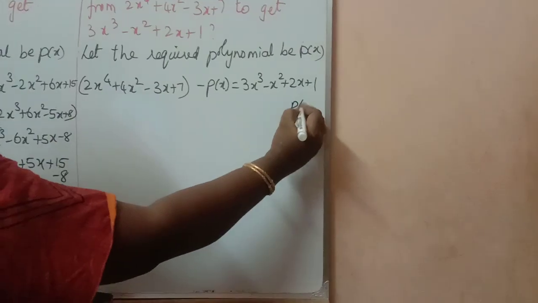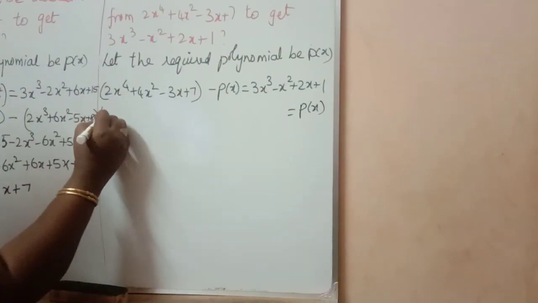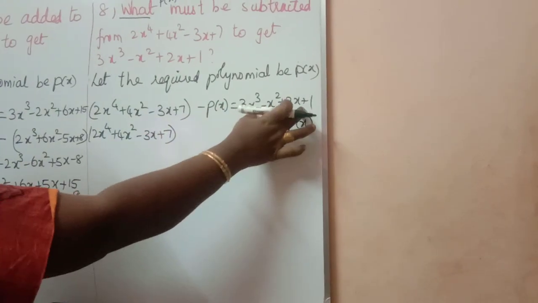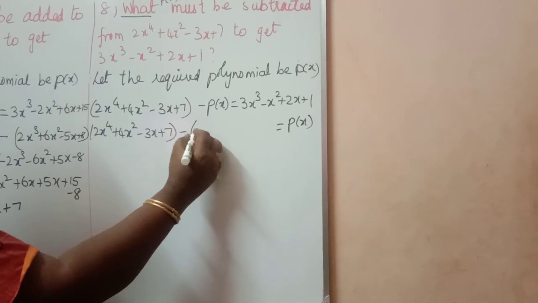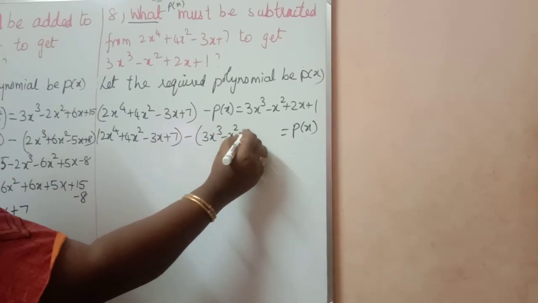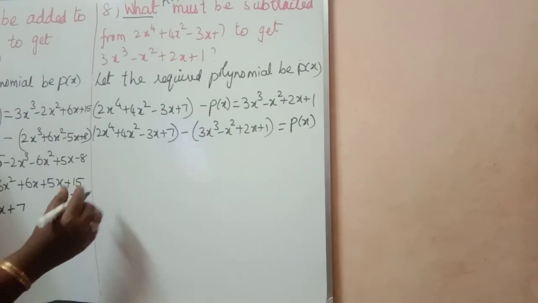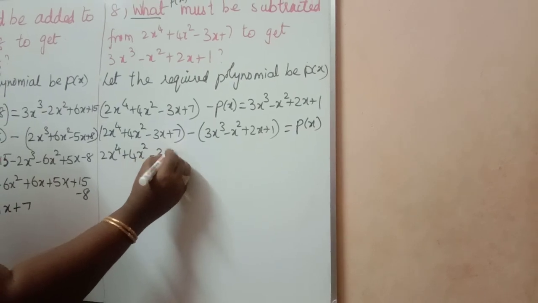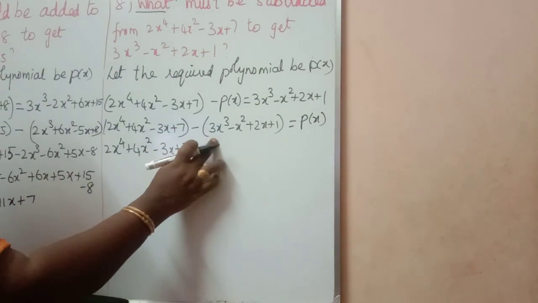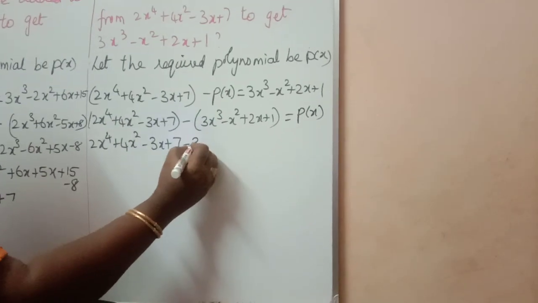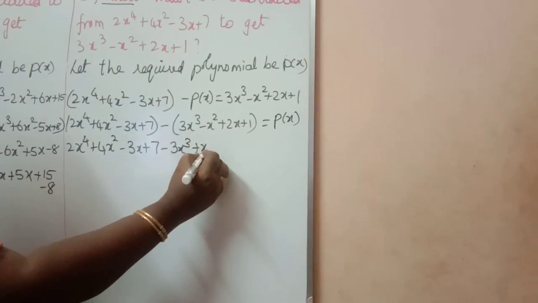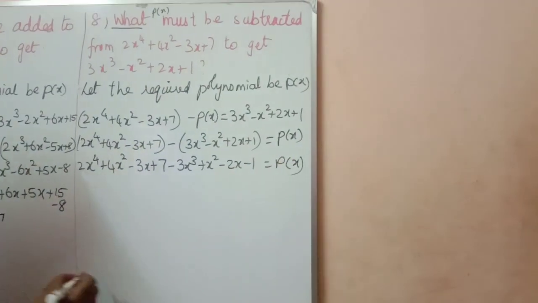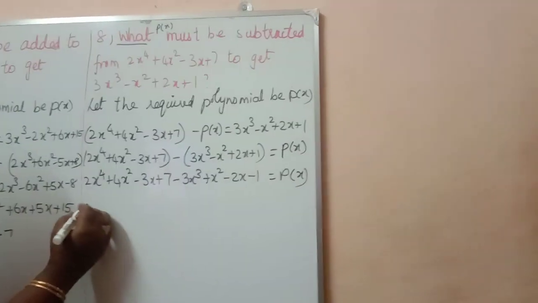So p of x is equal to, write the first polynomial as it is: 2x power 4 plus 4x square minus 3x plus 7. Bring the other to the right, minus 3x cube minus x square plus 2x plus 1. Now we are going to subtract these two. The rule is no change in the first polynomial, the same polynomial, first one. If it is subtraction, change the sign of the second polynomial: plus 3, so minus 3x cube, minus x square so plus x square, plus 2x so minus 2x, plus 1 so minus 1. Okay.